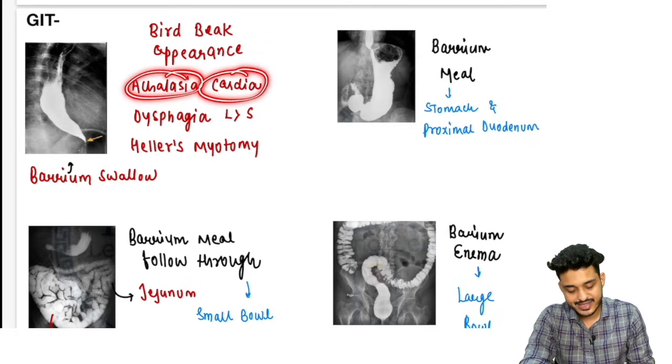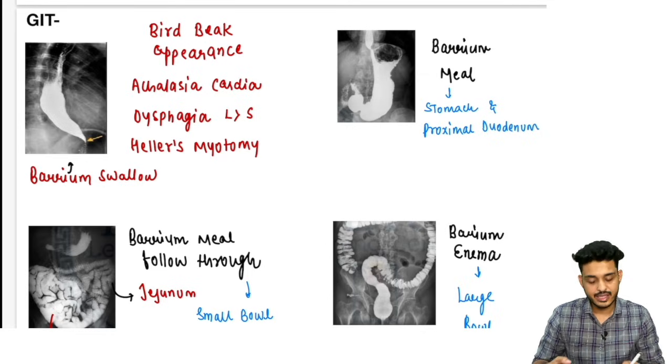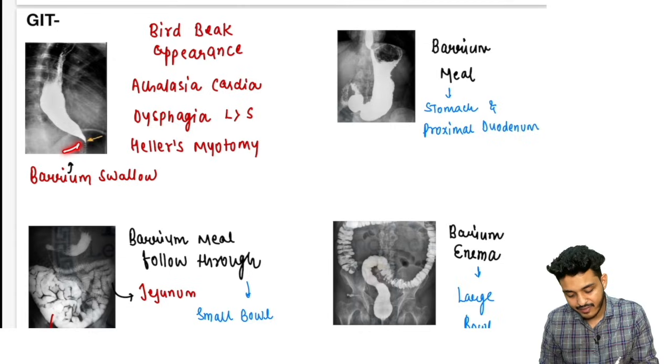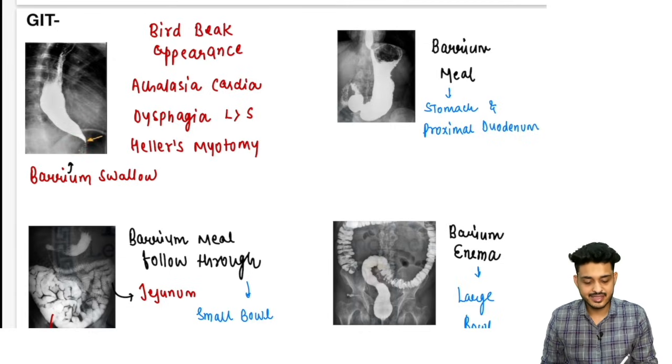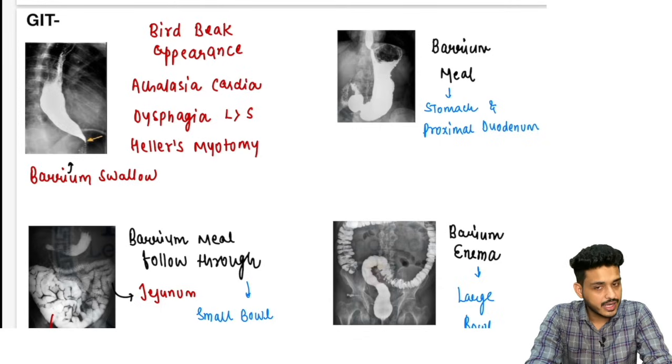Okay, in achalasia cardia, the lower esophageal sphincter fails to relax, right? This lower esophageal sphincter is failing to relax. What is going to happen? You will be having this bird beak like appearance. This is going to be the characteristic feature, and this is going to be seen in cases of achalasia cardia.